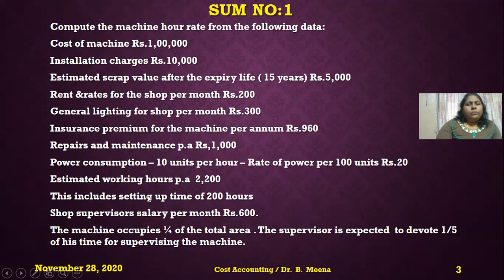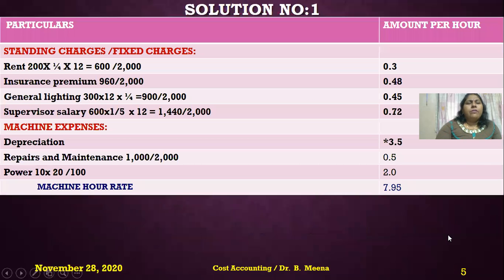Then shop supervisor salary. Shop supervisor salary for a month is given, 600, but the supervisor devotes only 1/5 of his time. So 600 into 1 by 5 first I will do, because I want to calculate the salary applicable only for the machine. Into 12 I will do because I want to convert the monthly supervisor salary into per annum. So 1440 is the supervisor salary applicable for the machine for 1 year. So divided by 2000 hours, 0.72. So these are the calculations to be made under standing charges.